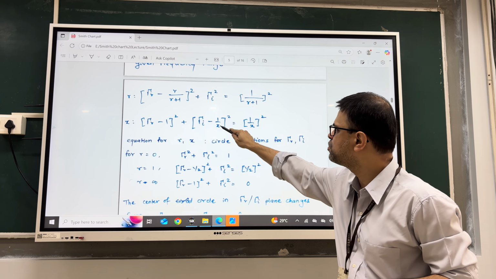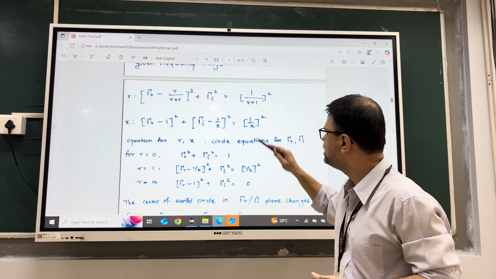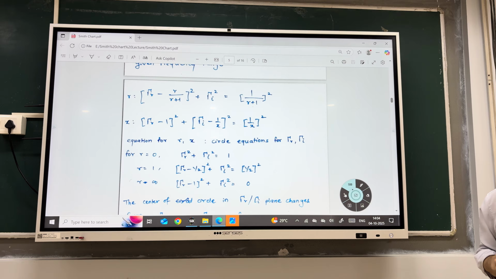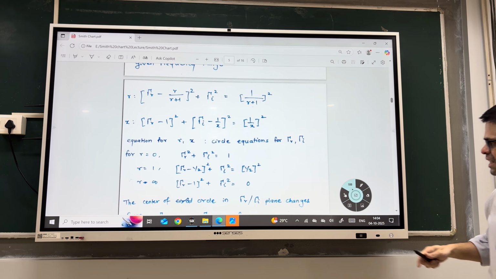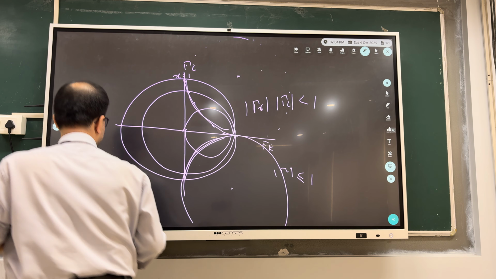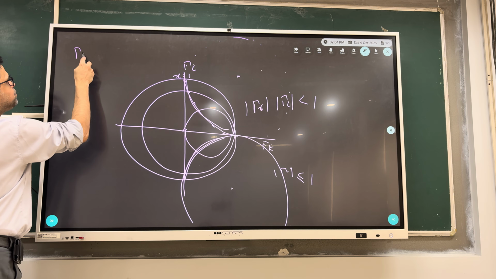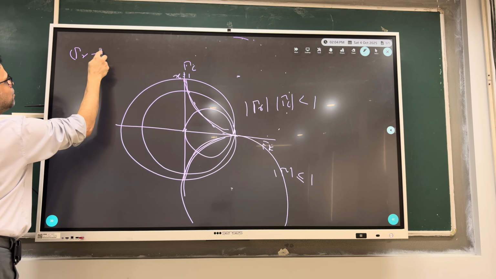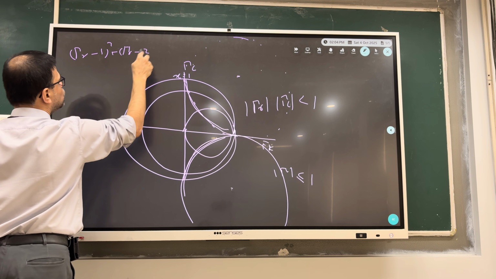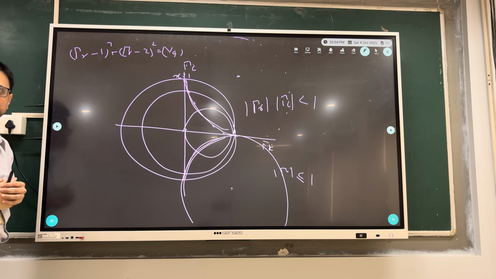Because here it is 1 upon x, it will become 2, right? And then on the other side, 1 upon 2 the whole square, so it becomes 1 by 4. Now let's see how the circle gets plotted. Where is the center now? The equation is gamma r minus 1 the whole square plus gamma I minus 2 the whole square is equal to 1 by 4. That was the equation we obtained.